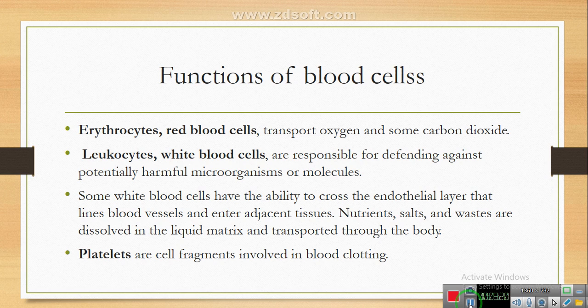So the nutrients, salts, and the waste are dissolved in the liquid matrix of the adjacent tissue and transported through the body. So they basically help in the transportation of nutrients, salts, and waste products to remove them from the body. And the third type of cell is platelets. And the platelets are the cells which help in the clotting of the blood.